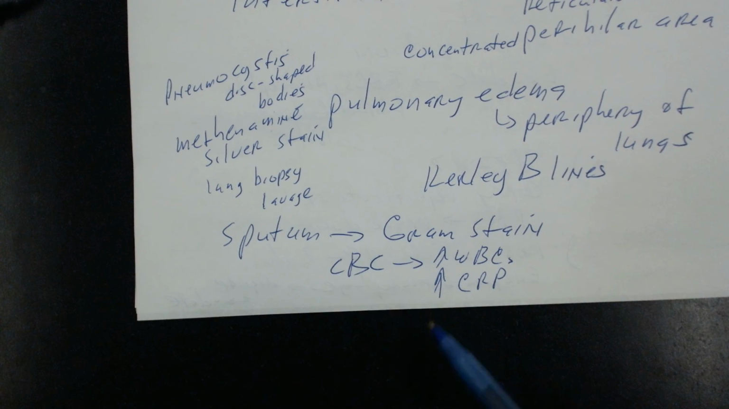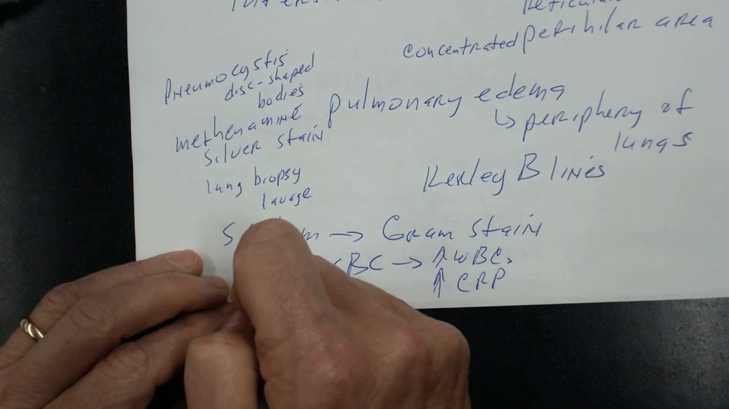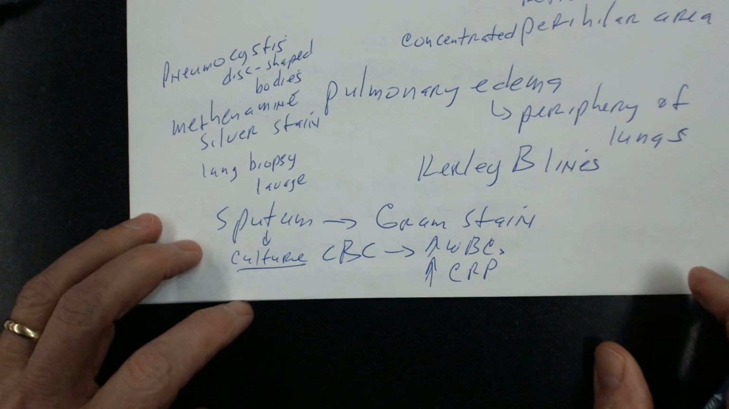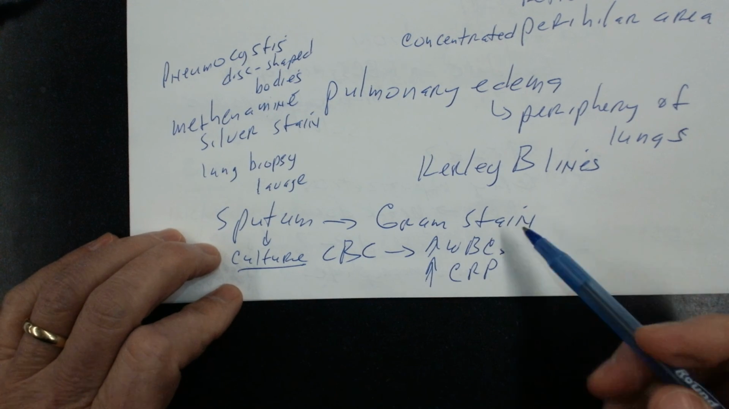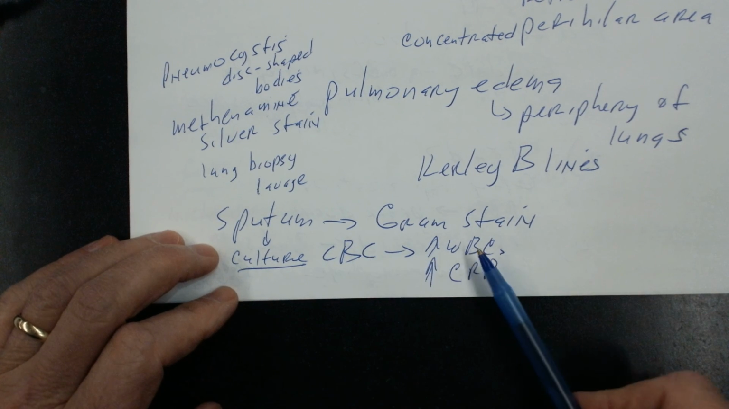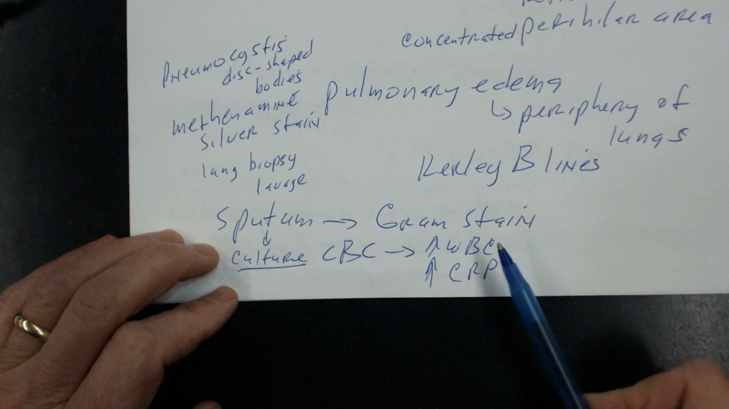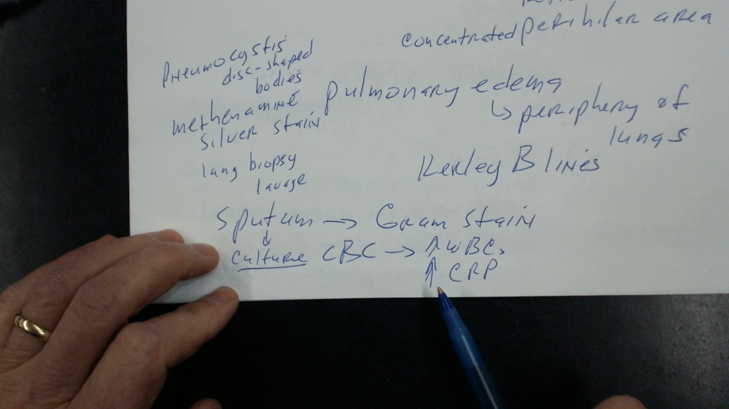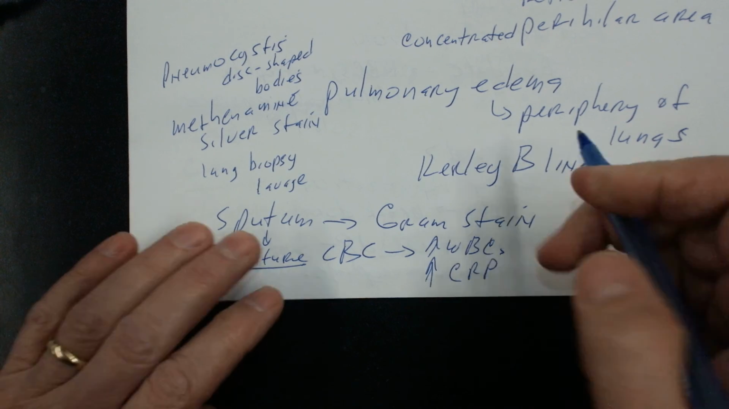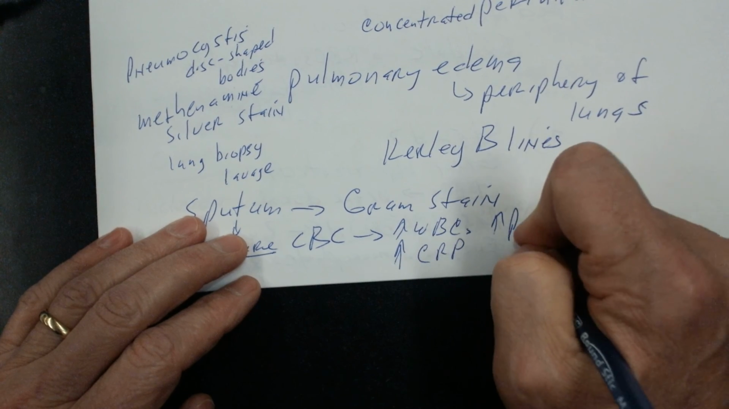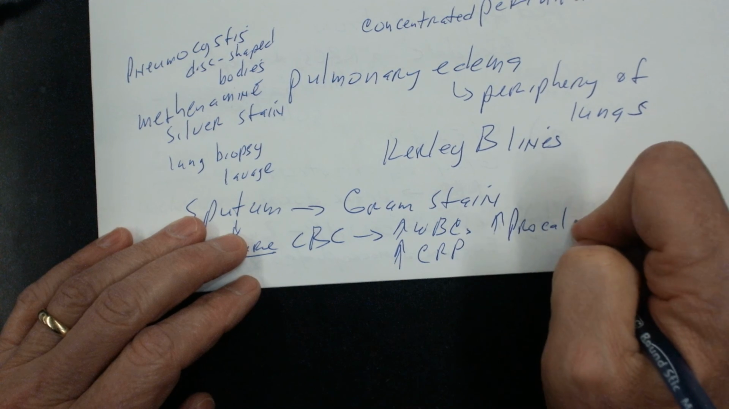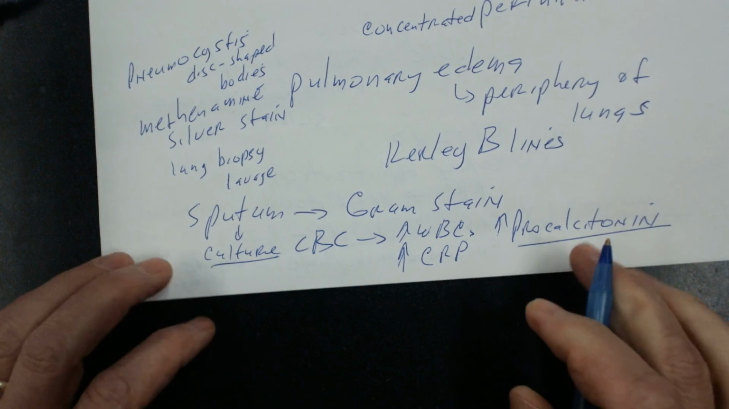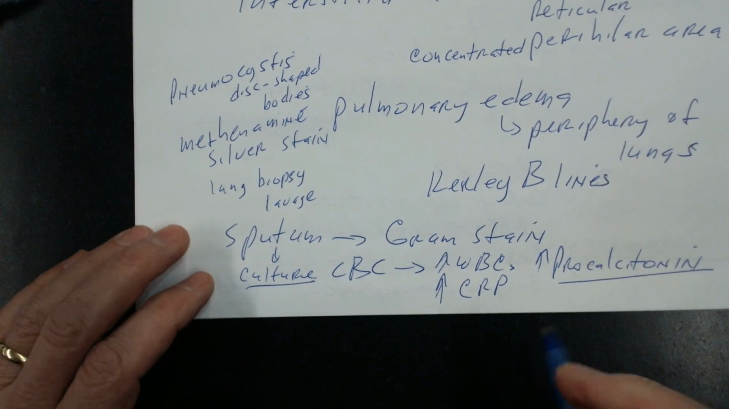Sputum can be cultured. You can gram stain the sputum. CBC should show increased white blood cells. You should also see increased signs of inflammation. CRP should be up, so should procalcitonin. That should also be up. These are all signs of inflammation.